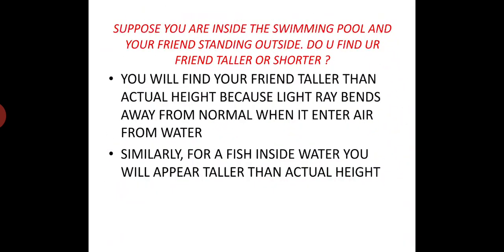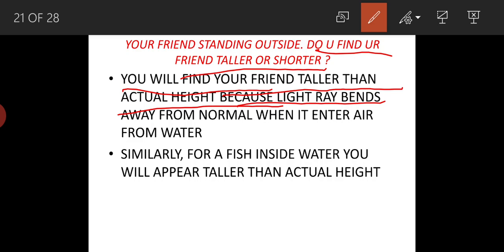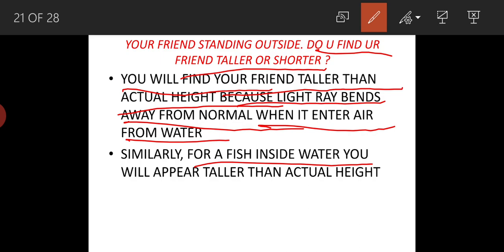Next, suppose you are inside the swimming pool and your friend is standing outside. Now, do you find your friend taller or shorter? The answer is, you will find your friend taller than the actual height, because light rays bend away from the normal when they enter air from water. When a light ray is traveling into air from water, it will bend away from the normal. Because of this reason, you will find your friend taller than the actual height. Similarly, for a fish inside water, you will appear taller than your actual height.